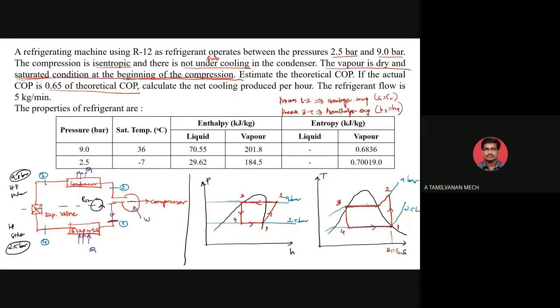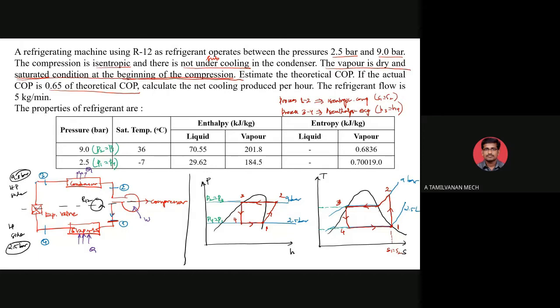This drawing is necessary for proper understanding, and it also helps to solve the problem easily. Then you can note here that P2 is equal to P3, and P4 is equal to P1. So you write the pressure in the pressure table: P2 equal to P3, and here also P1 is equal to P4. Then the temperature, you know the saturation temperature. What is the saturation temperature? The 36 line is located here. This is the saturation temperature line, and this is also on the saturation temperature line.